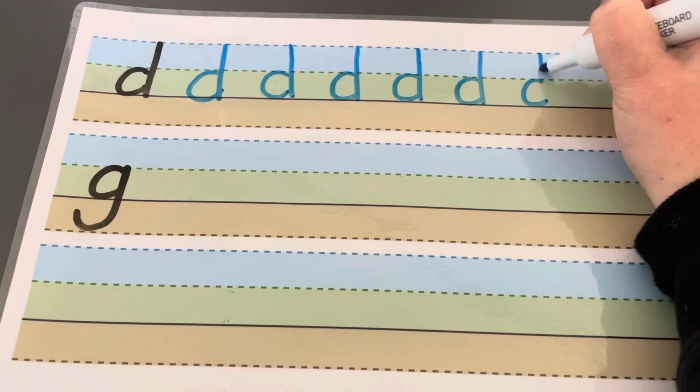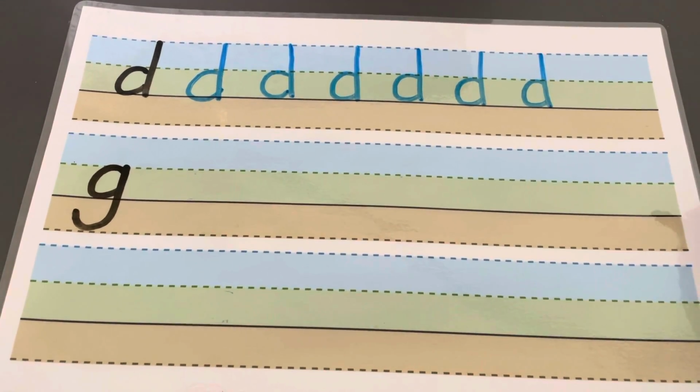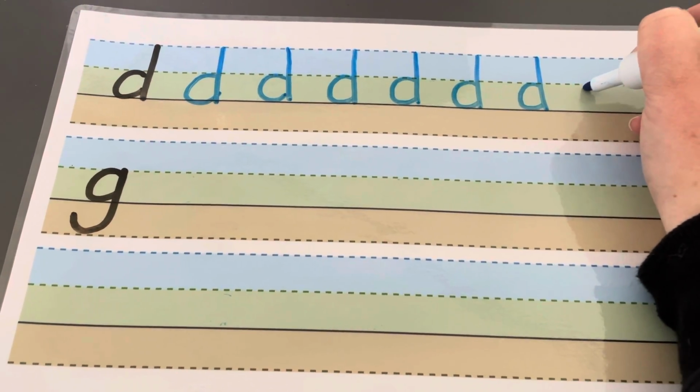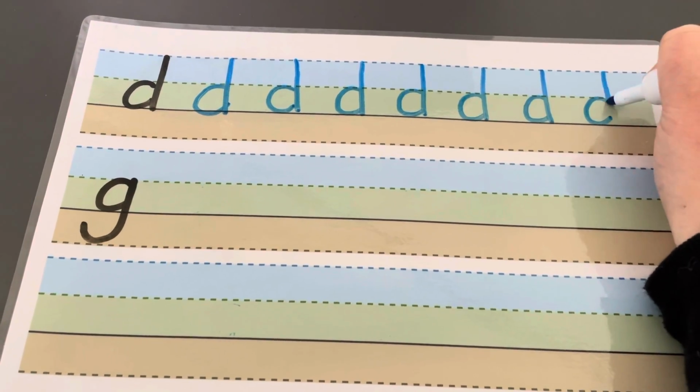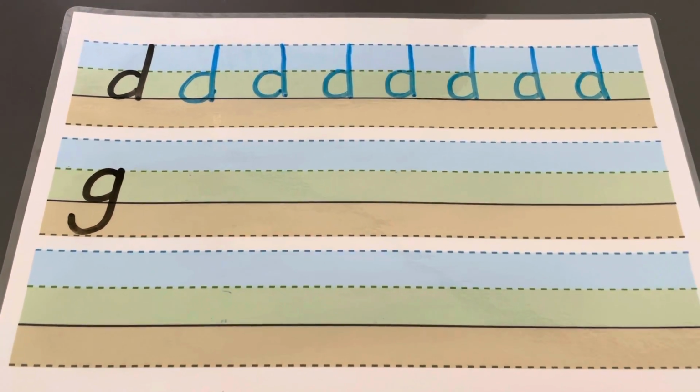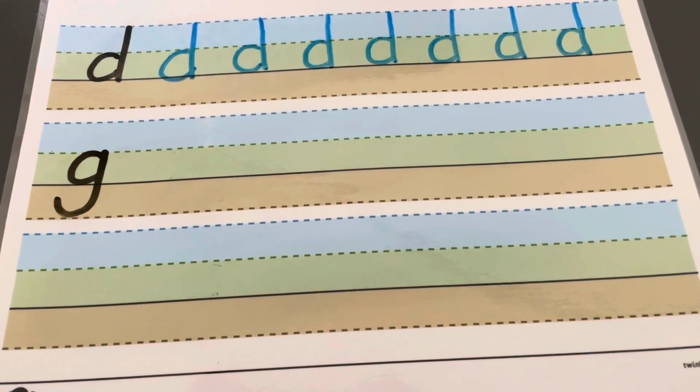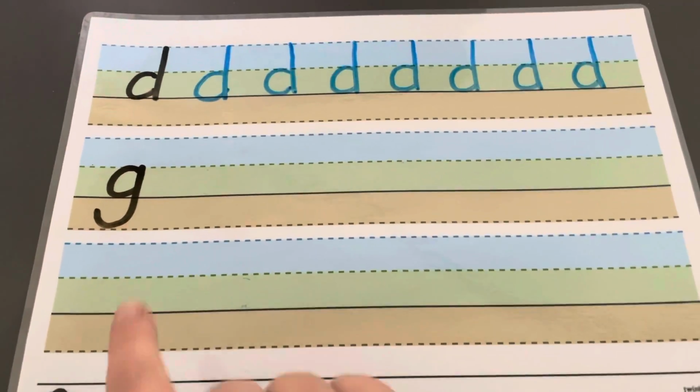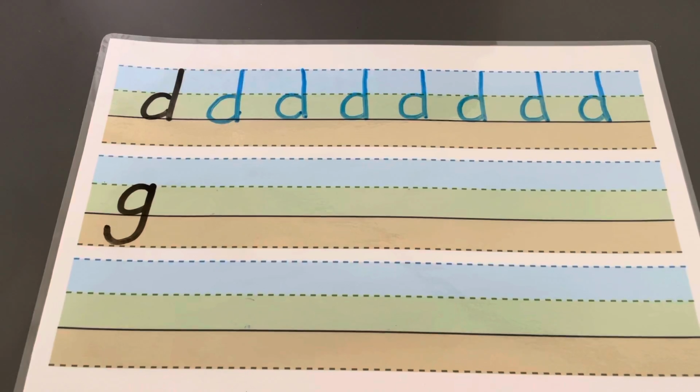Open mouth, tall stick, D. Last one. Open mouth, tall stick, D. Well done. Now let's look at our lowercase letter G, G.